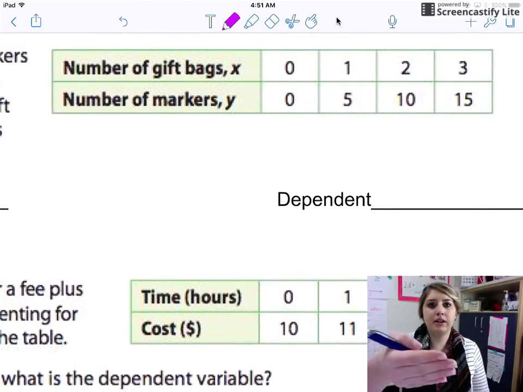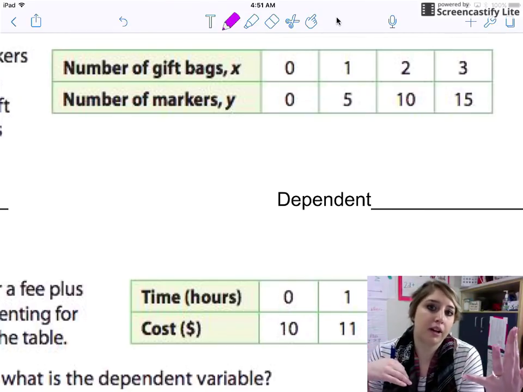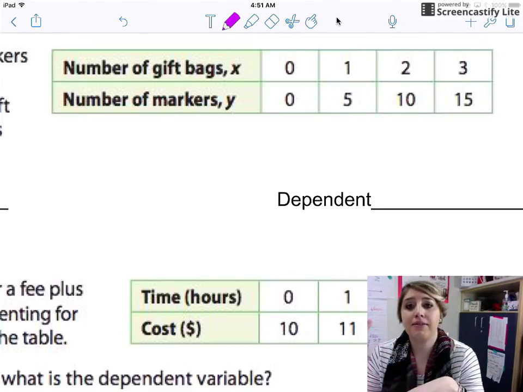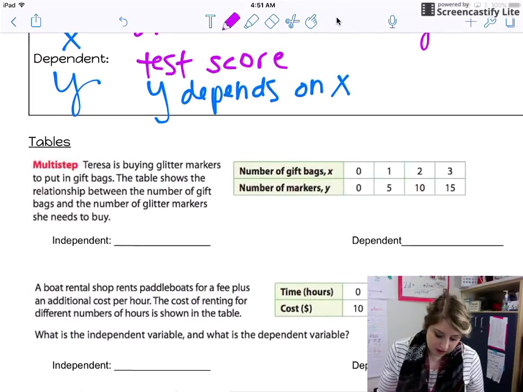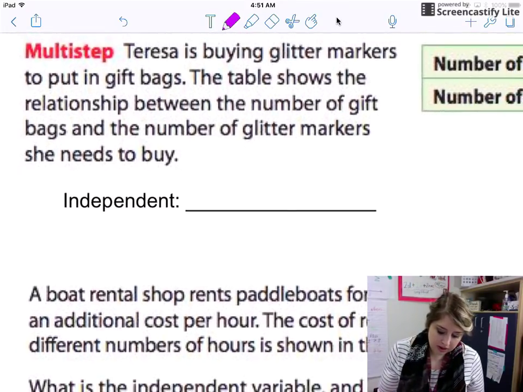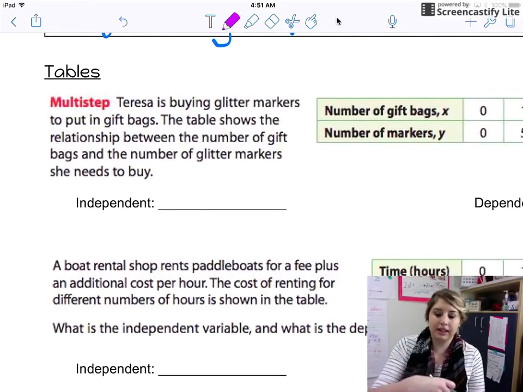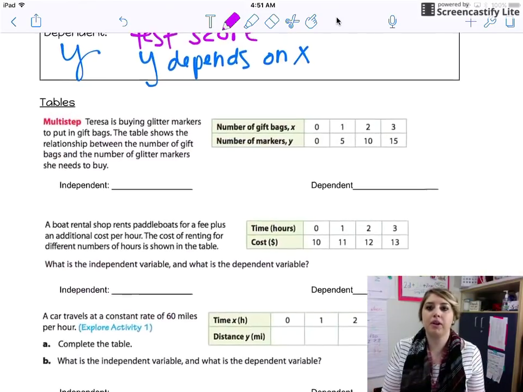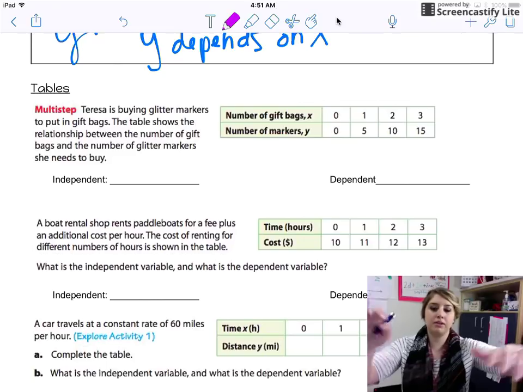If I had 0 bags, I need 0 markers. If I need 1, I'm going to need 5 glitter markers. If I have 2 bags, I'm going to need 10. And if I have 3 bags, I'm going to need 15 glitter markers. Okay? Right, because she's putting them in the gift bags. I apologize. She's putting these markers in the gift bags to give to people. So if she makes 50 bags, she's going to need a lot of glitter markers to put in those bags.